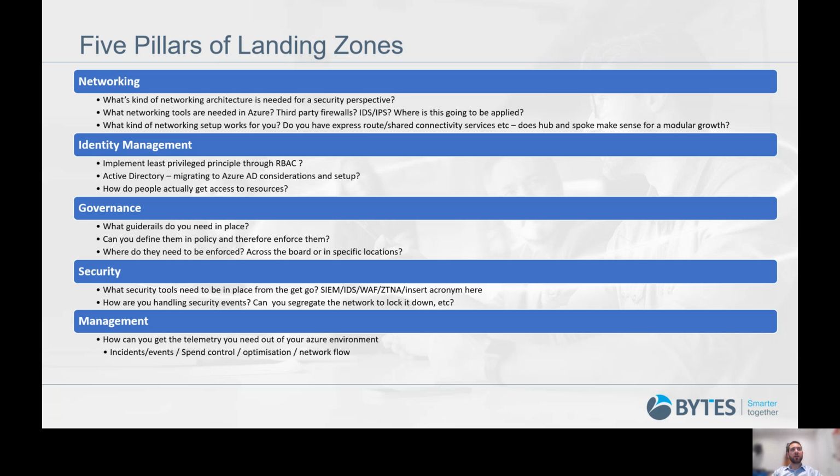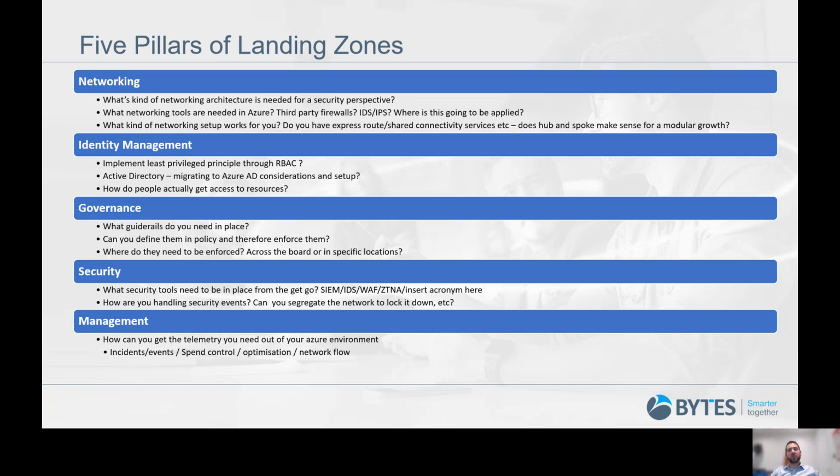Governance is what guide rails you need in place. We'll go into this more in a short while, but essentially what you want to do is say, this is what we need to govern, and this is how we enforce it through policy. And then you need to decide where it needs to be enforced, across the board or in specific parts of your landing zone.